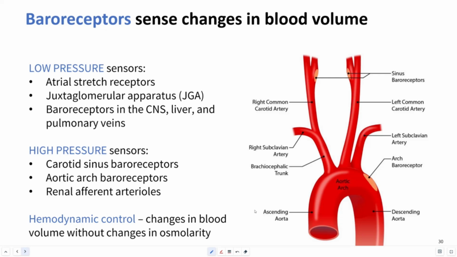These are all cells that can pick up changes in the blood pressure and blood flow, and therefore send signals to respond to that. There's also a concept of hemodynamic control, which is the changes in the blood volume without directly changing the osmolarity. On the right, you can see the aortic arch, ascending aorta and descending aorta. We have the baroreceptors right at the arch region, and then we also have the sinus baroreceptors as it goes up into the right common carotid and the left common carotid arteries, as well as different baroreceptors found inside the renal system and the kidneys.